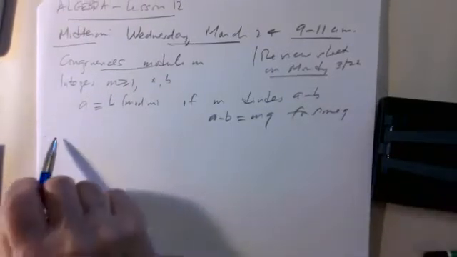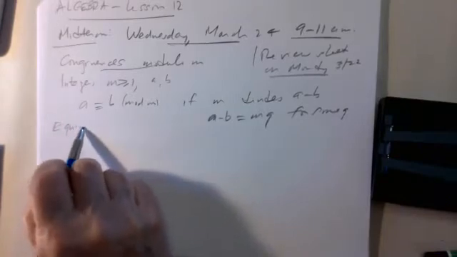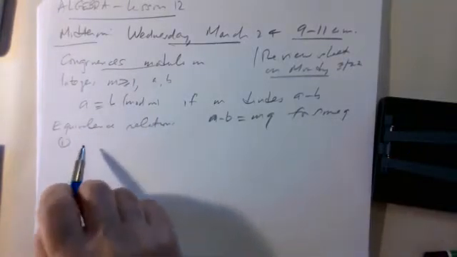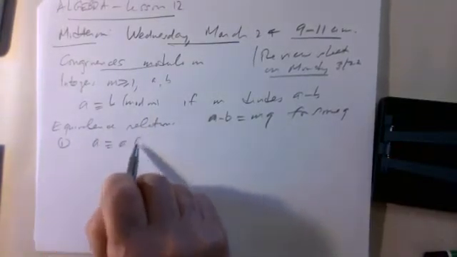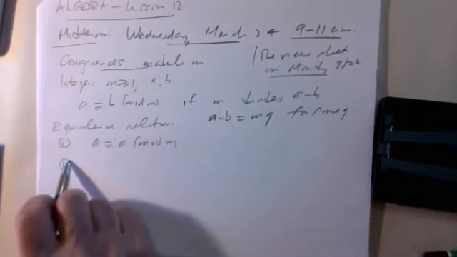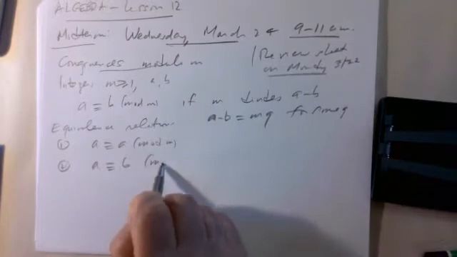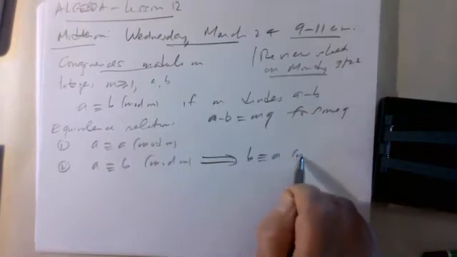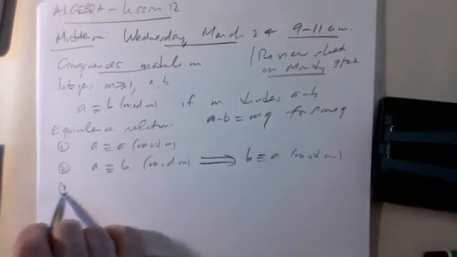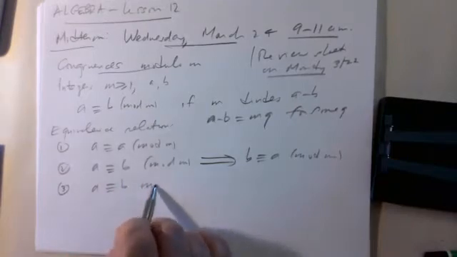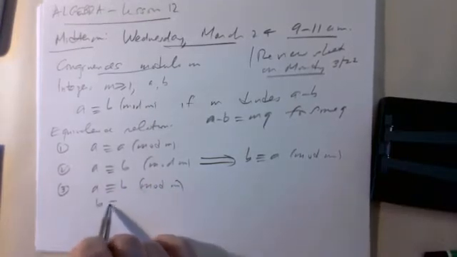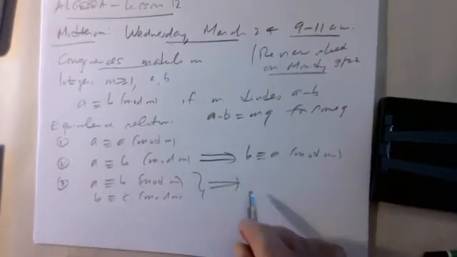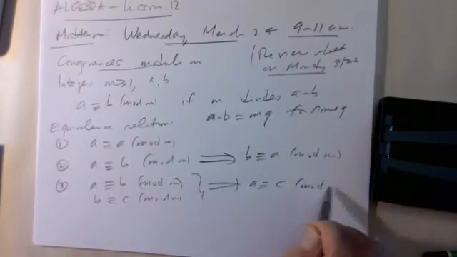And we proved that congruence is an equivalence relation. That means it's reflexive. Every number is congruent to itself mod m. It's symmetric. If a is congruent to b mod m, that implies b is congruent to a mod m. And it's transitive. So if a is congruent to b mod m and b is congruent to c mod m, these two statements imply a is congruent to c mod m.